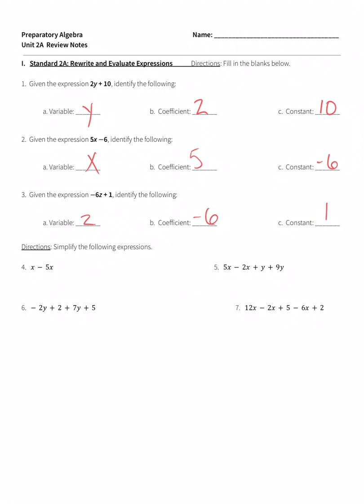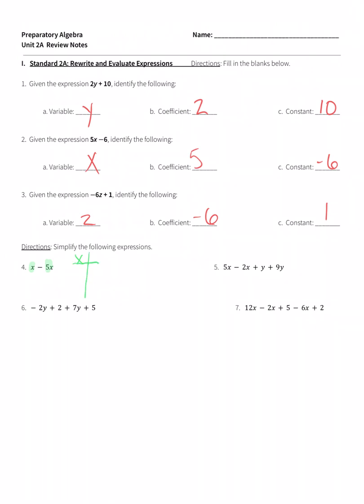Okay. Next, you are going to have to simplify expressions. When we simplify expressions, we combine like terms. So we have x minus 5x. First, we need to identify our like terms. Well, these are both plain x's, so we know that they go together. I like to make a column. You don't have to do it, but you can.